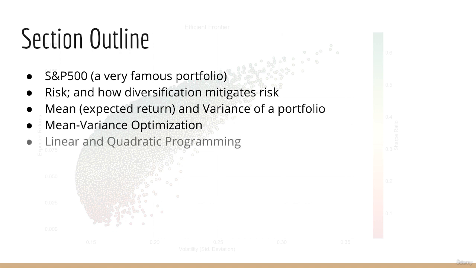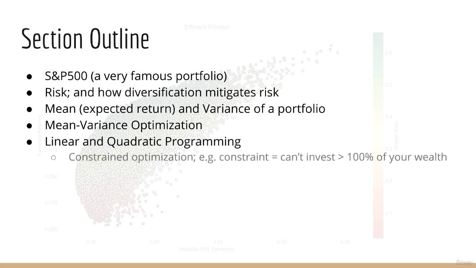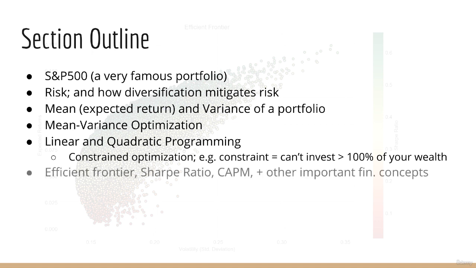We'll be looking at two convex optimization techniques known as linear and quadratic programming. These techniques are what allow us to solve for the optimal portfolio given a set of constraints. A constraint is something that limits how you can invest. For example, you can't invest more than 100% of your wealth. As mentioned previously, this groundwork will then lead us to some of the most fundamental concepts in finance, such as the efficient frontier, the Sharpe ratio, and the capital asset pricing model.